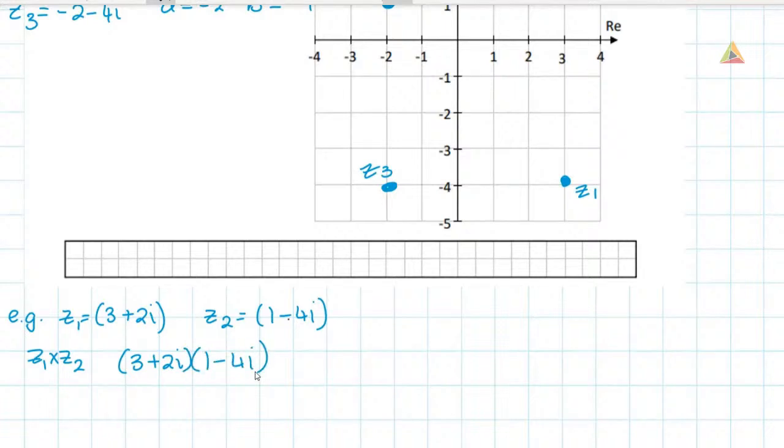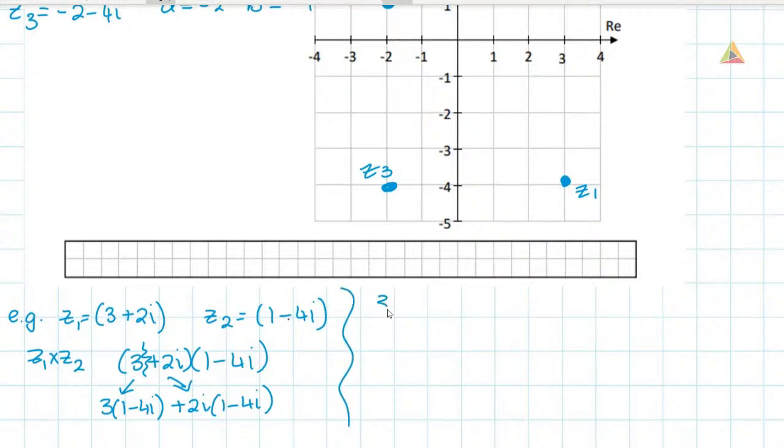So that means that they're being multiplied. And this is a lot like in algebra when you have two brackets touching. So when we have two brackets touching in algebra, we split the first bracket into a 3 and a plus 2i. And both of those things get multiplied by the second bracket, which in this case is a 1 minus 4i. So when we multiply, everything can get multiplied by everything.